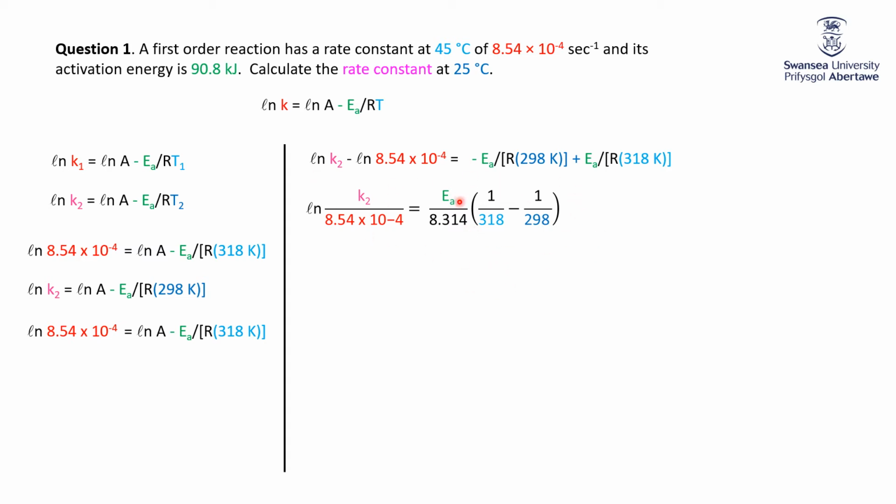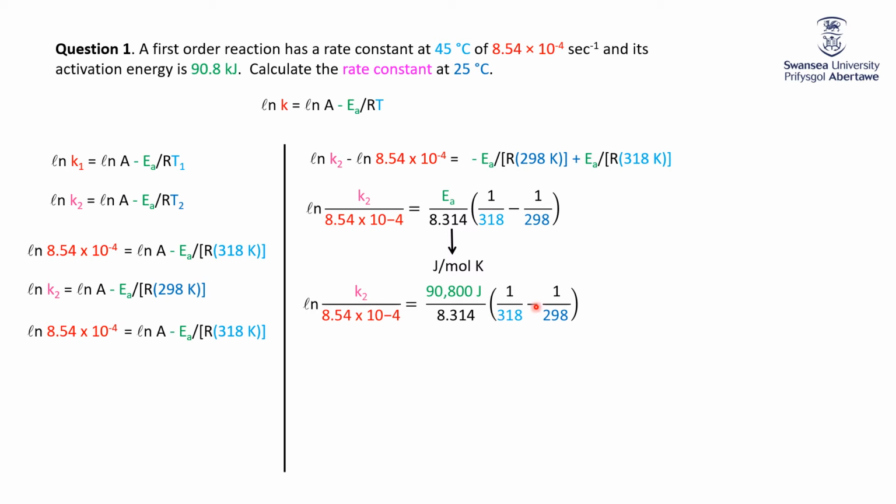Now, I still haven't put in the value for the activation energy. Some people would leap ahead and put in 90.8, but please notice that R, 8.314, is in joules per mole per Kelvin. So therefore, the activation energy must also be in joules. So the number we'll put in is not 90.8, it is 90,800 joules.